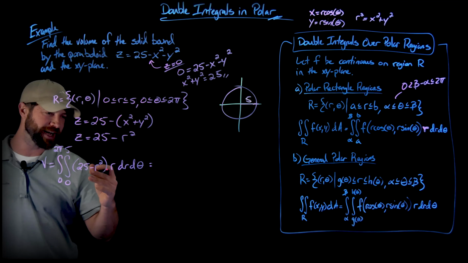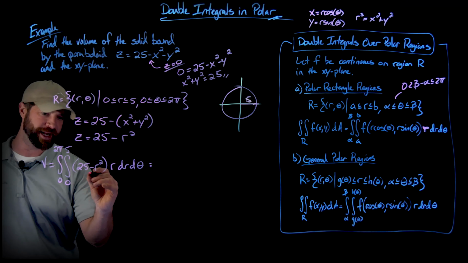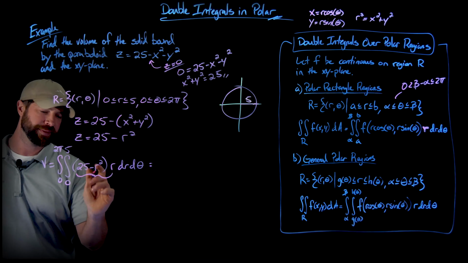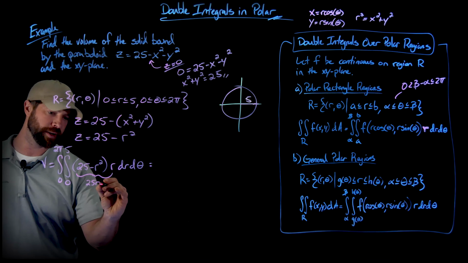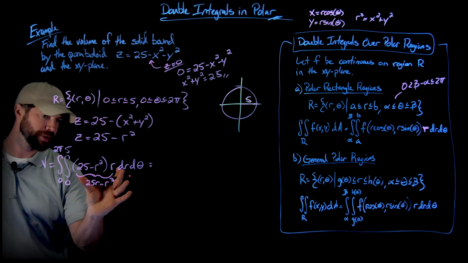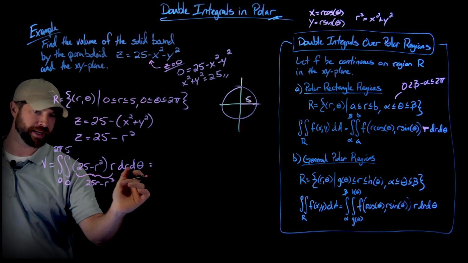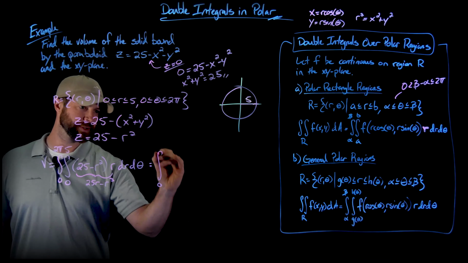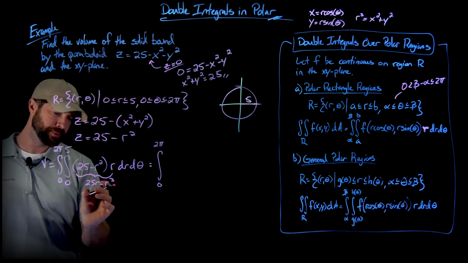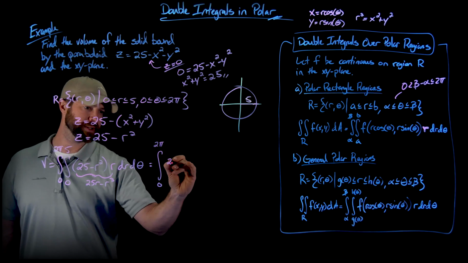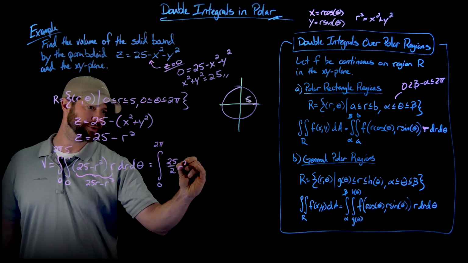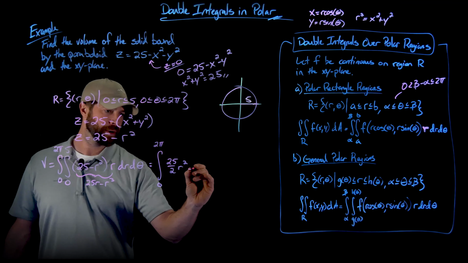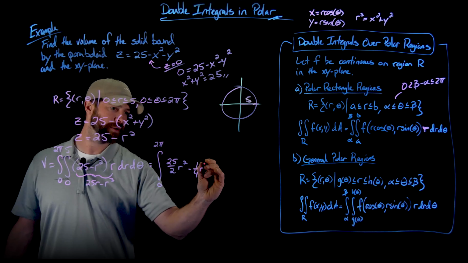But let's do this real fast, just to save myself some space, since I'm running out here. I want to simplify this first and then integrate it. This would be 25r minus r cubed. So then I'm going to integrate that with respect to r and then evaluate it from 0 to 5. I'll do that in an extra step. So 0 to 2 pi here. So 25r would be 25 over 2 r squared, minus, and this would become r to the 4th divided by 4. I'll write it as 1/4 r to the 4th.